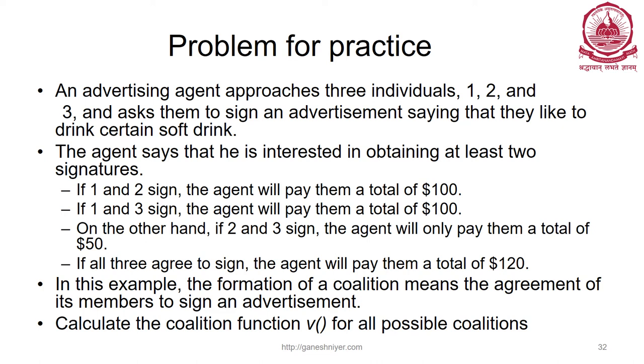Here is a problem for practice. An advertising agent approaches 3 individuals, 1, 2 and 3, and asks them to sign an advertisement saying that they like to drink a certain soft drink. The agent says he is interested in obtaining at least 2 signatures. If 1 and 2 sign, the agent will pay them $100. If 1 and 3 sign, the agent will pay them $100. If 2 and 3 sign, he will only pay them a total of $50. If all 3 sign, they will get a total of $120. You can try calculating the coalition function for all possible coalitions.